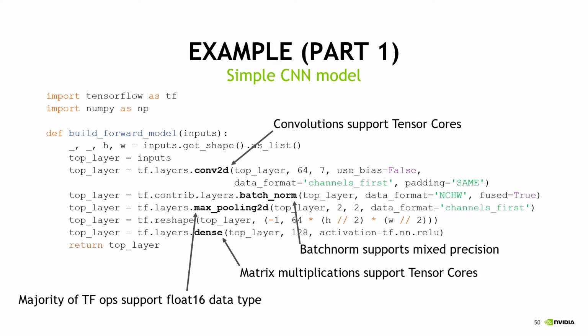And just to highlight the relevant parts for float16, we have the convolution and the dense layer. These are able to use tensor cores, so these are likely to get a lot faster. We have the batch norm that actually will use mixed precision automatically. So the batch norm implementation in TensorFlow will now keep float32 weights, but use float16 activations. The max pooling is an example of a layer that doesn't have a significant performance increase, but it does support float16, so it will get the bandwidth saving and it will avoid having to do any conversion.